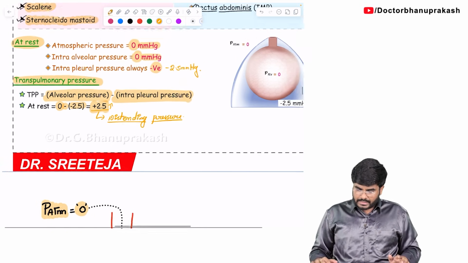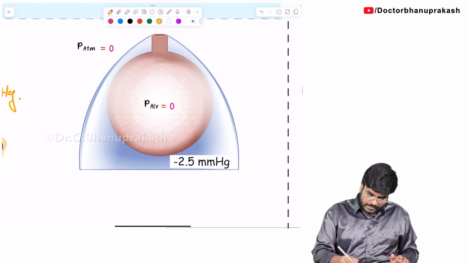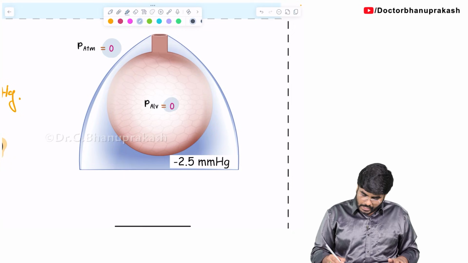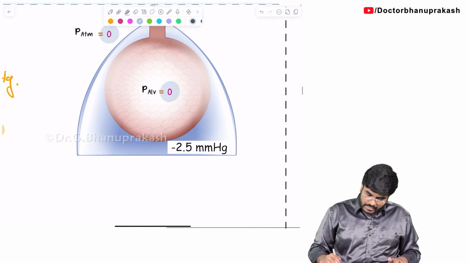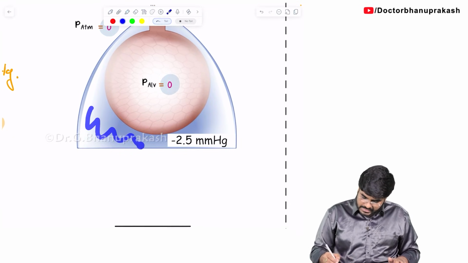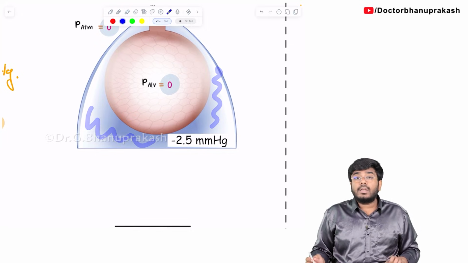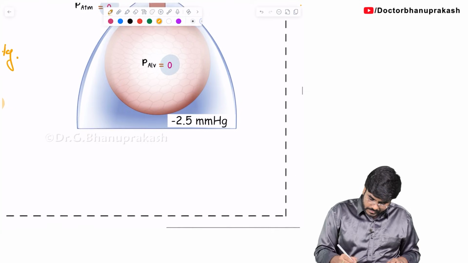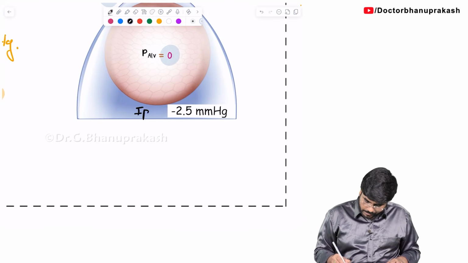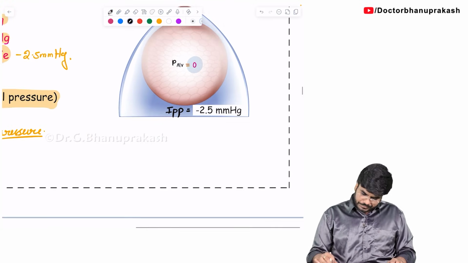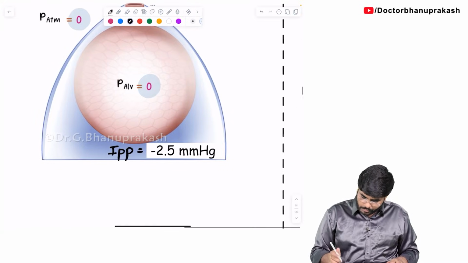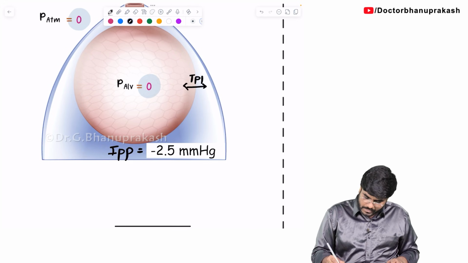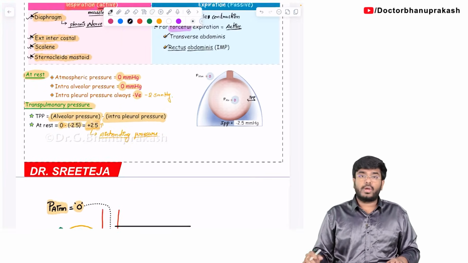Okay, we'll discuss that. In this diagram also, you can see what is the atmospheric pressure? The atmospheric pressure outside is 0. What is the intra-alveolar pressure? 0. But what is the intrapleural pressure? Let's say this is the intrapleural space. In the intrapleural space, what is the pressure? Minus 2.5 mmHg. The difference between these two is called the transpulmonary pressure. How much is the difference? The difference is plus 2.5 mmHg.